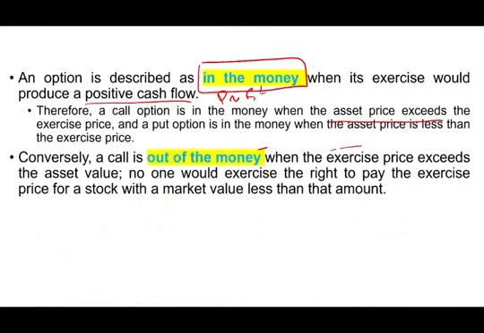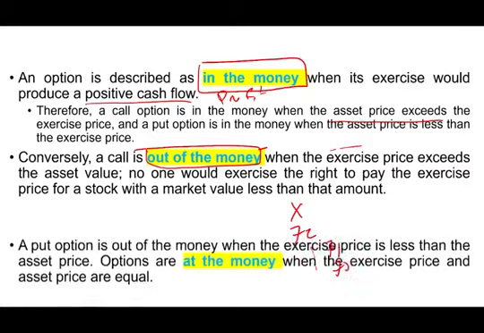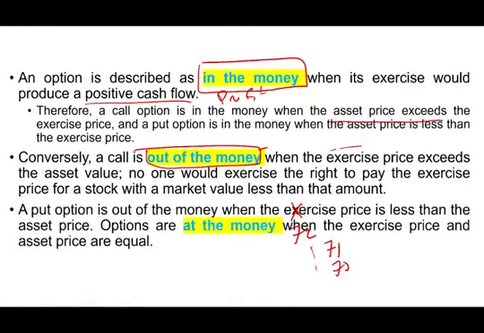A call out of the money is the exact opposite. So if the exercise price is 72 and the current price is 71 or 70 or any price below 72, we'll say that the option is out of the money. Why? Because if you exercise it, it's not profitable for you. We say the option is at the money when the exercise price is equal to the market price of the asset.